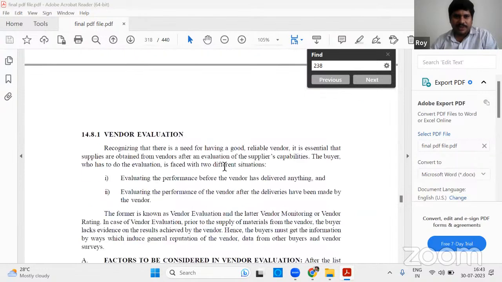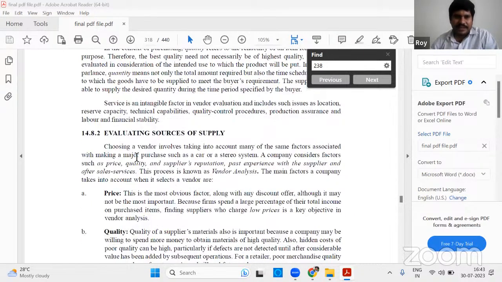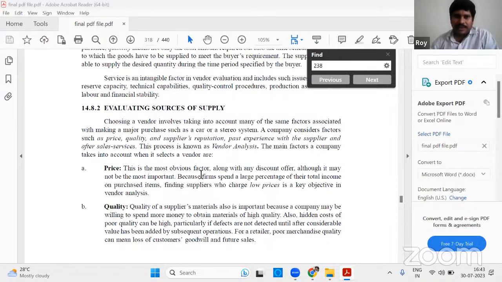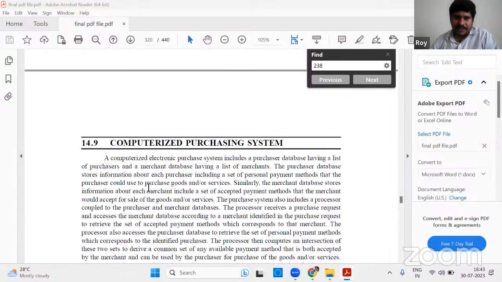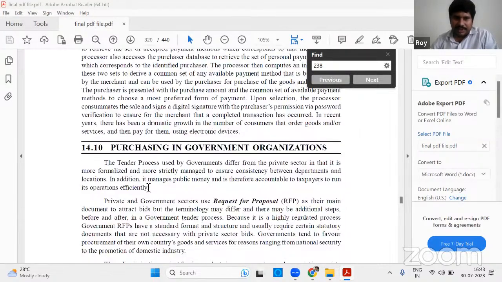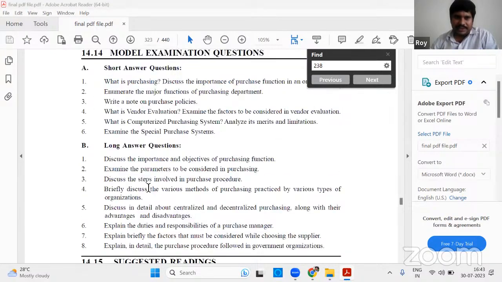Vendor management, as I told you, there is a vendor evaluation based on different factors, considering how to evaluate the source of supply, price, quality, and so on. Easy things to understand, and purchasing in government organization systems, etc.